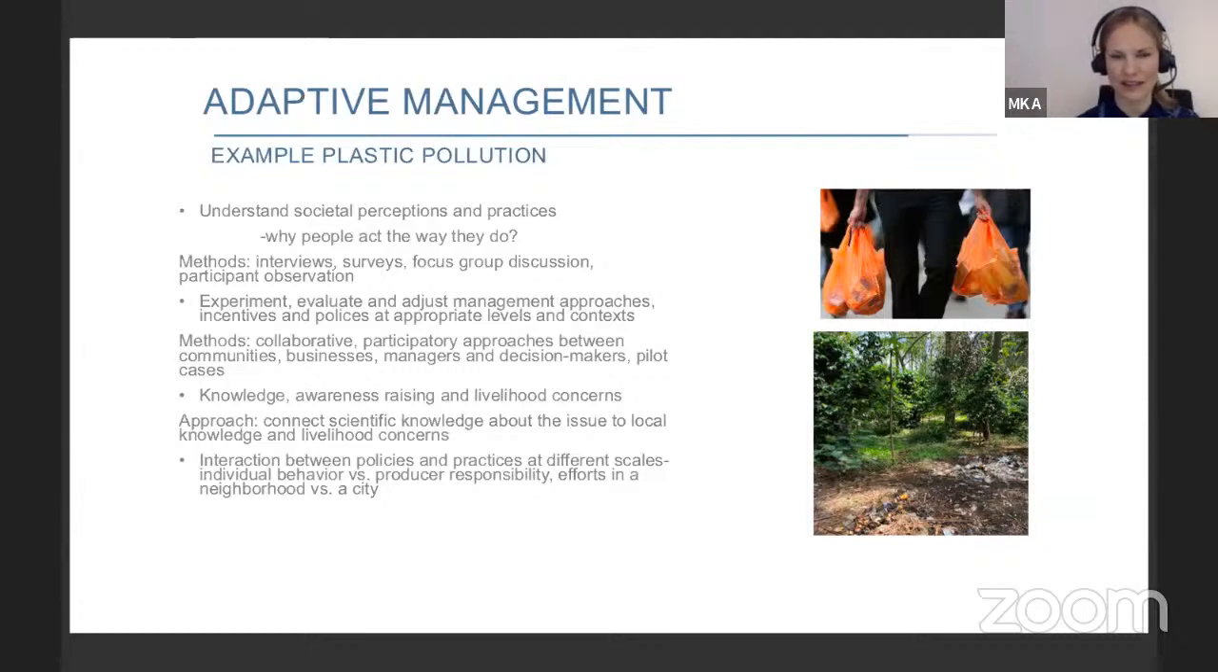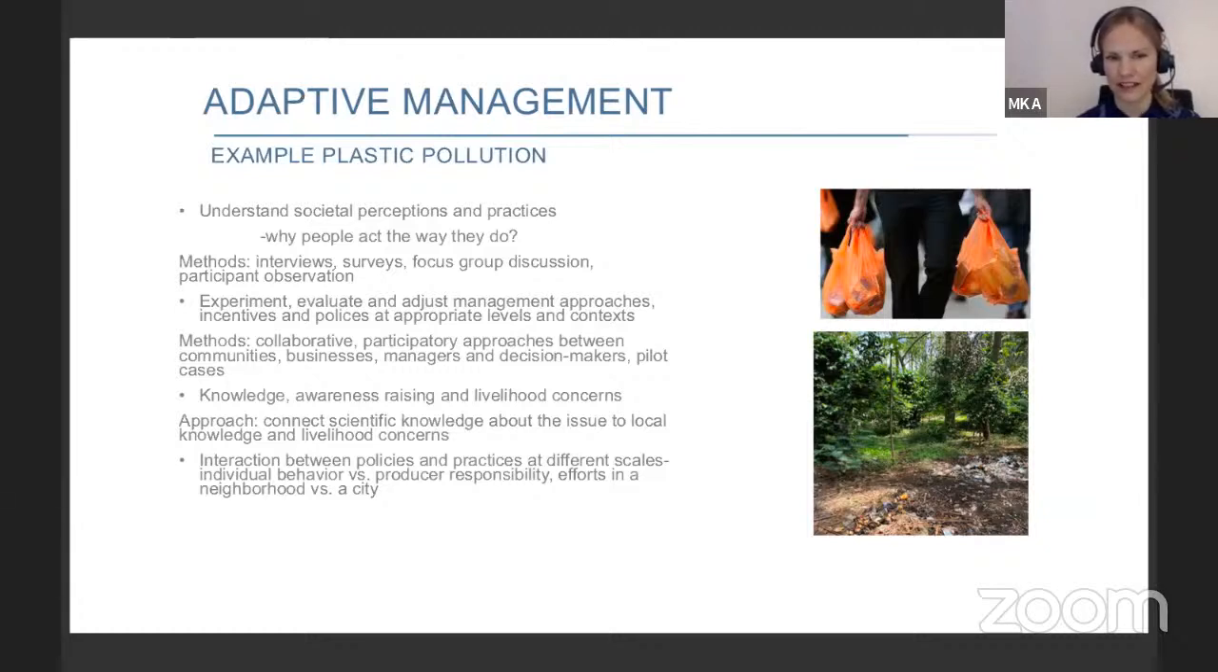And this is also very dependent on what level and in what context you work. What may work in one town may not work in another because the cultural and infrastructure contexts are so different. This can also be approached by using collaborative participatory approaches between communities, businesses, managers, and decision makers. And adaptive management emphasizes the use of pilot cases to try out something on a small scale before scaling it up to other regions, and also to make contextual adjustments where the specific approach is implemented.